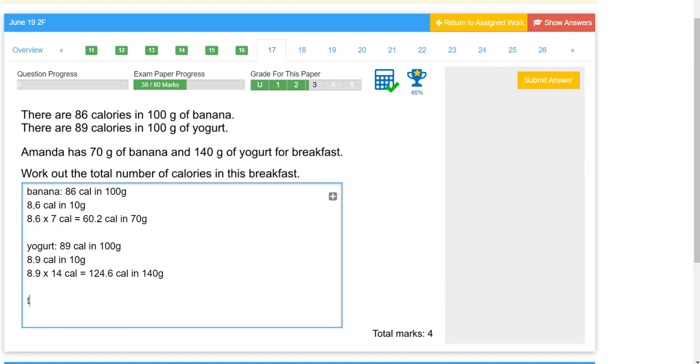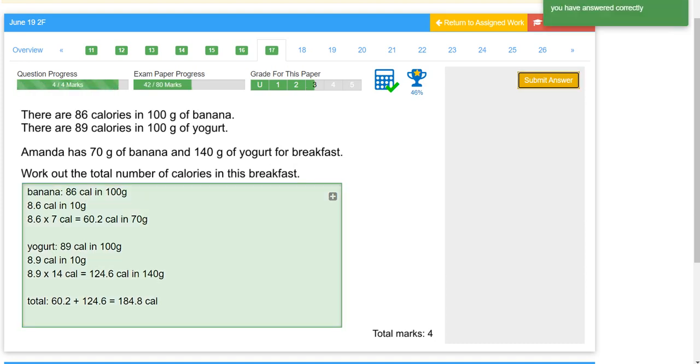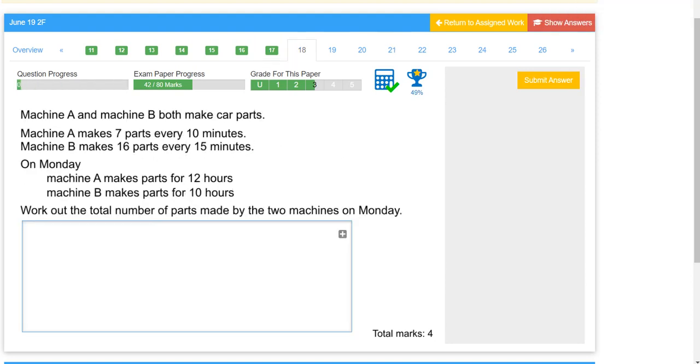So then my total is simply going to be 60.2 plus 124.6. And when I add those two together, 60.2 plus 124.6, that's going to give me 184.8. And if I hit submit answer, there's another 4 marks, and we're at 42 out of 80. We've got half of the paper correct so far.